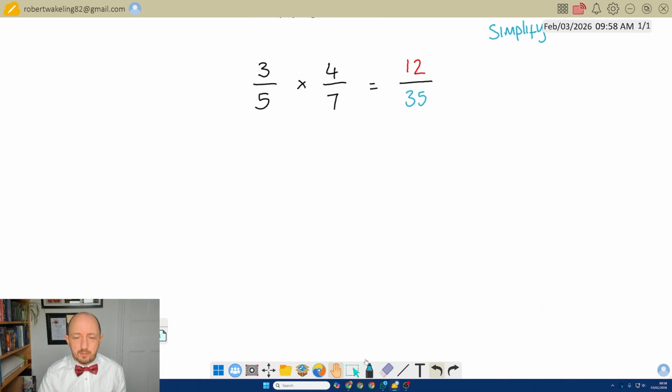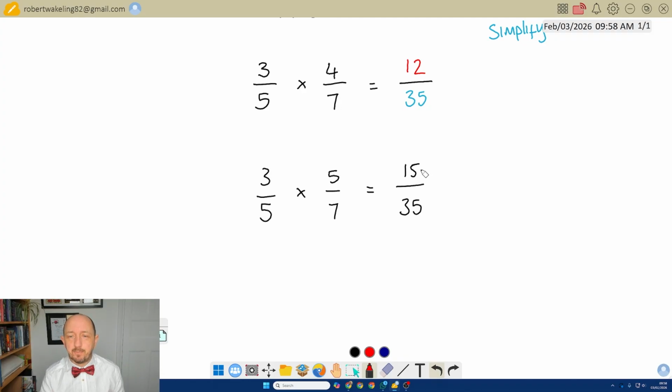Okay, what happens if we have one that has something on the top and the bottom, like this? 3 times 5 is 15. 5 times 7 is 35. And we can see that because they end in 5, then 5 will definitely go into both. So 5's into 15, we cancel and put a 3 there. 5's into 35 go 7. So our final answer here would be 3/7.